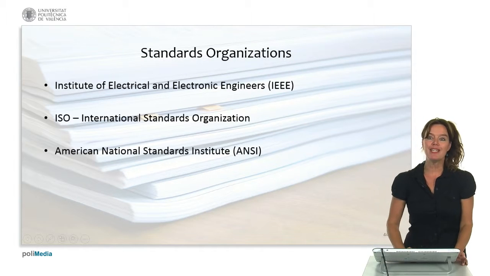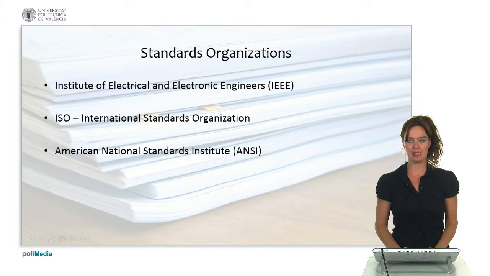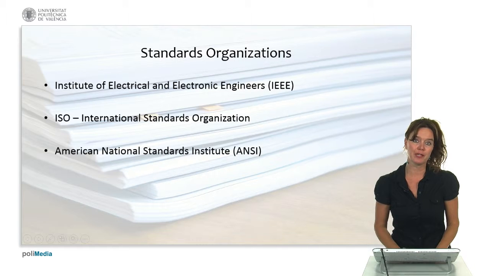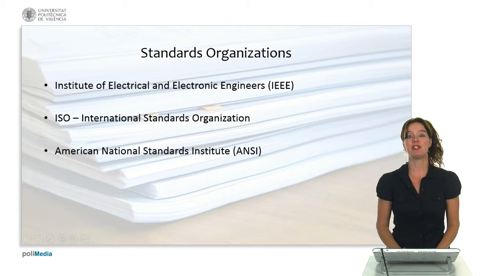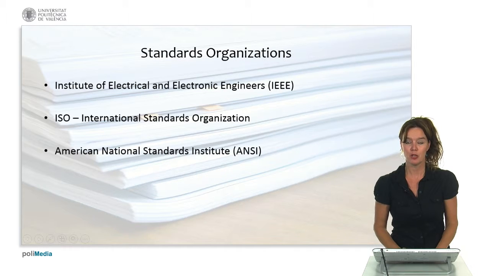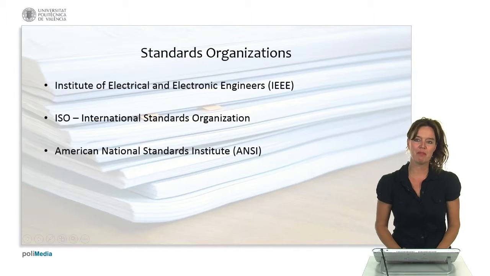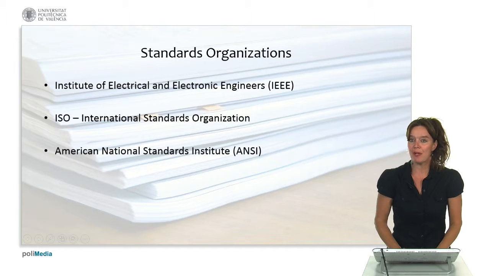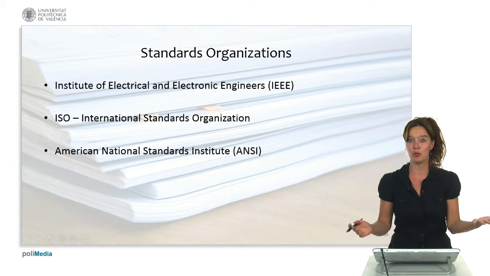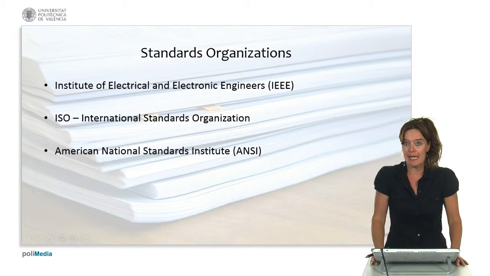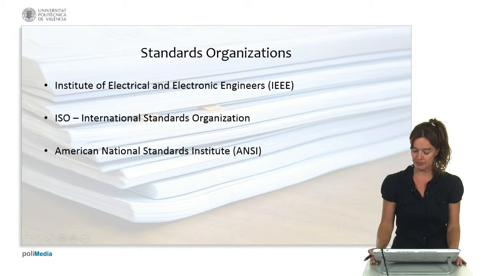So there are standard organizations that take care of writing these standards. The most important ones are here on the slide with their acronyms. So we have the Institute of Electrical and Electronic Engineers, IEEE this is called. We've got the International Standards Organization, ISO, and we've got the American National Standards Institute, which is ANSI. You might have seen them because they don't only make standards for computer science, they also make standards for electrical household machines, like for example your washing machine.